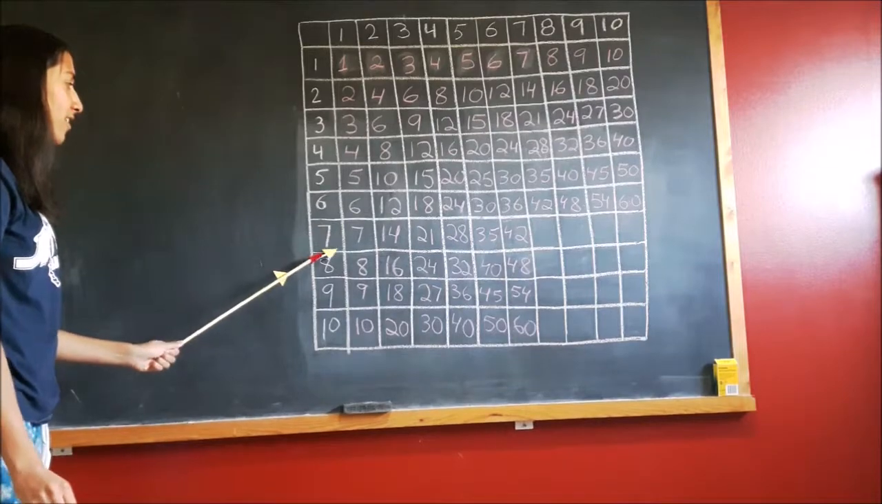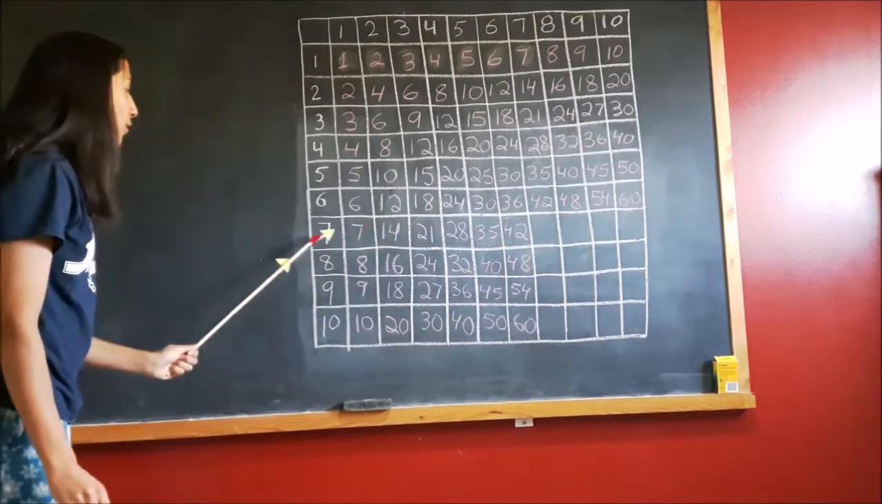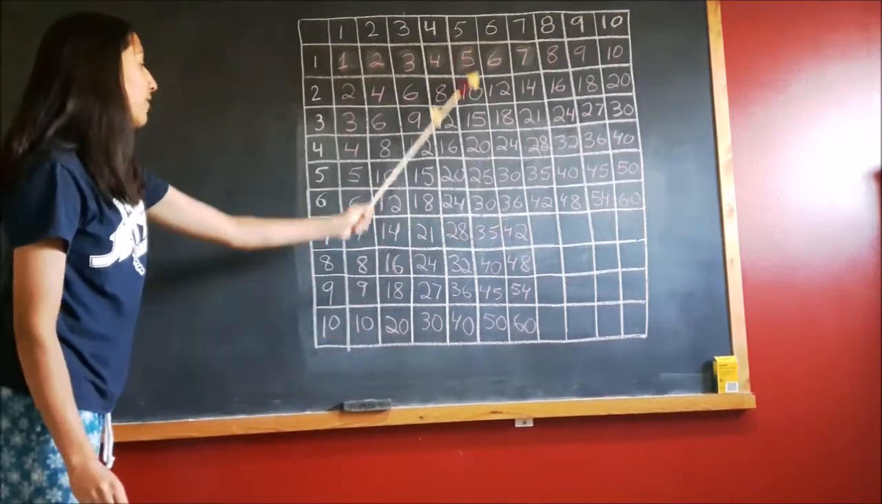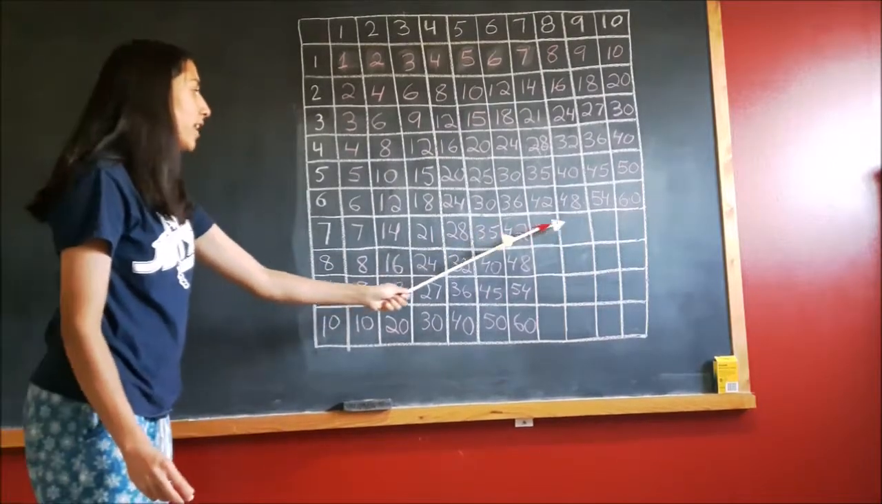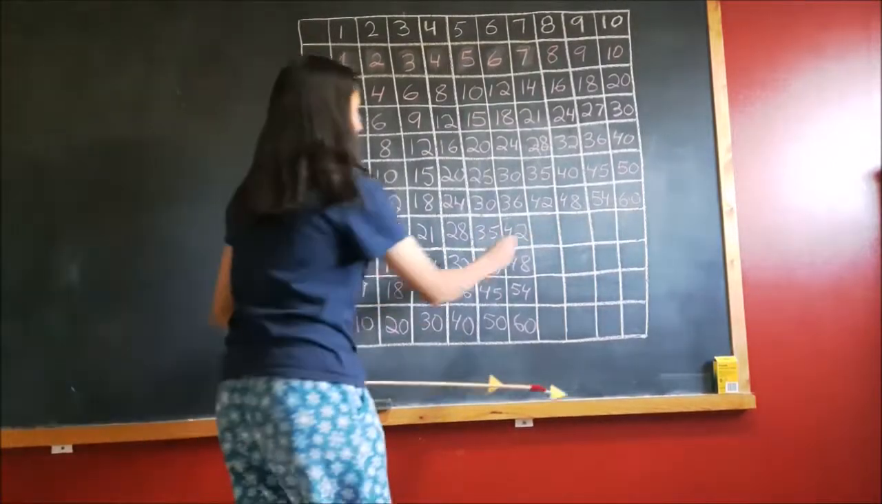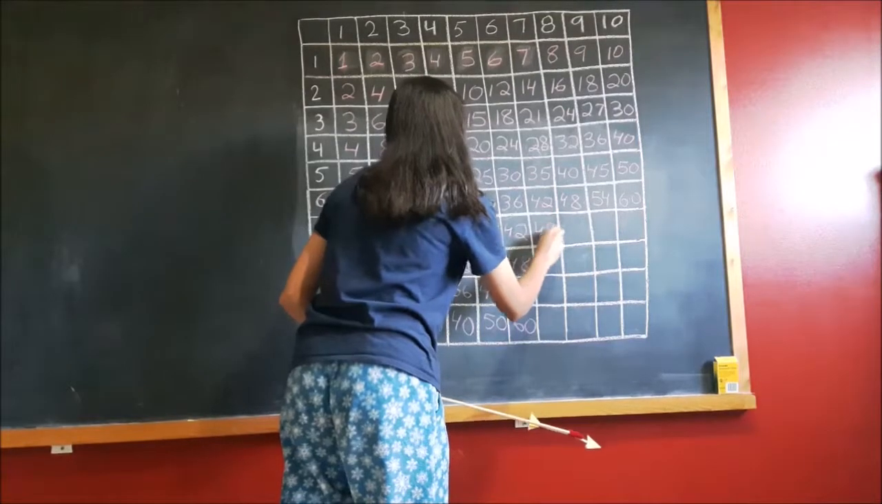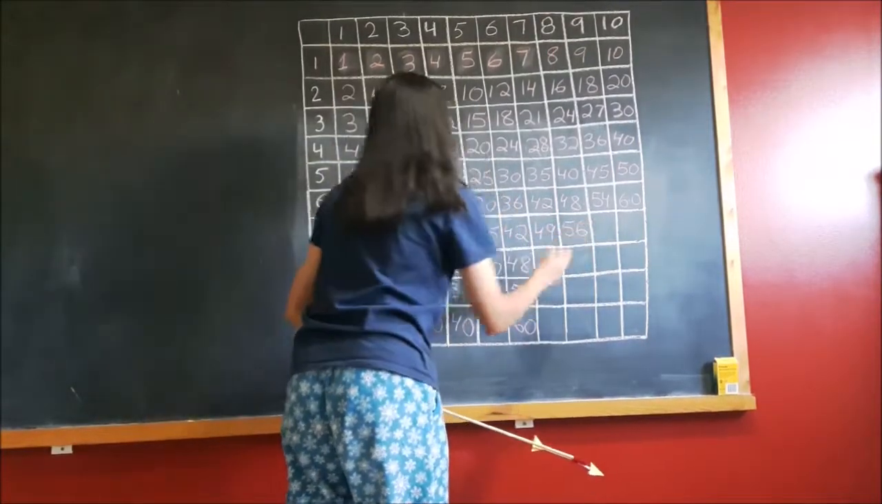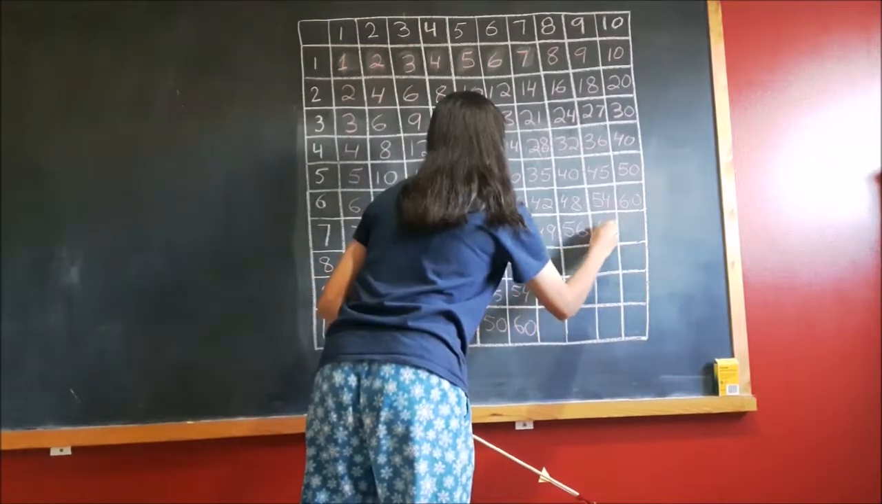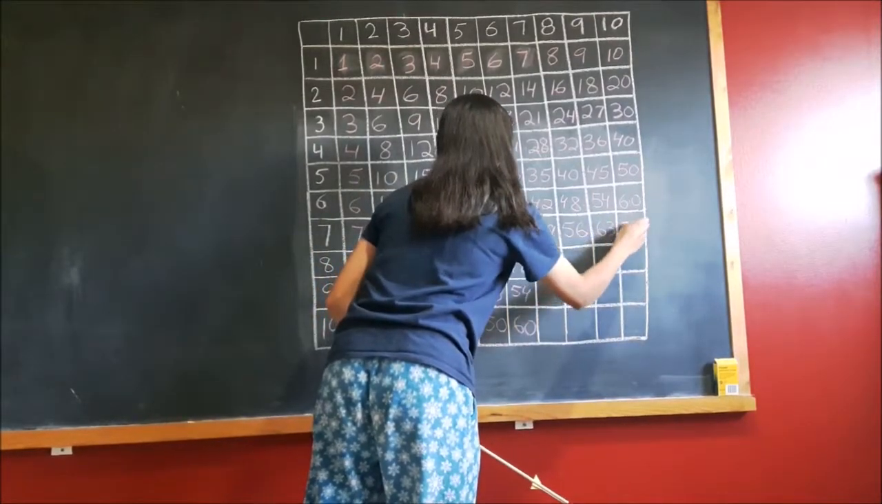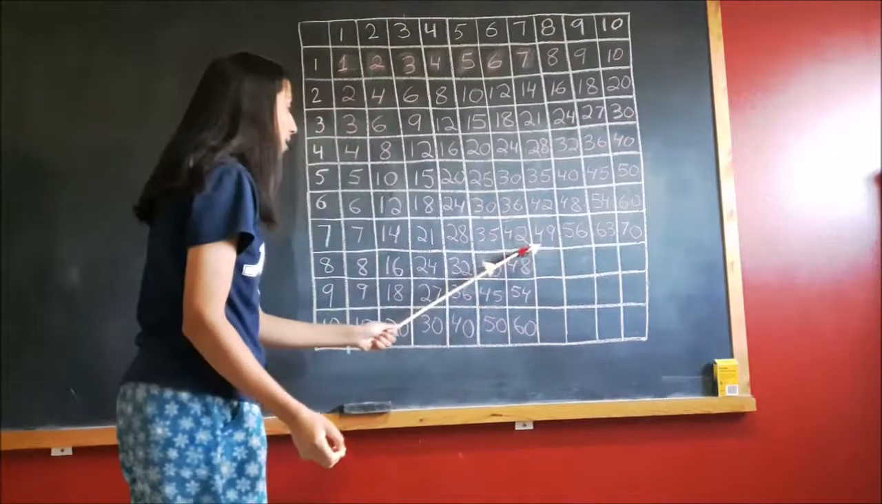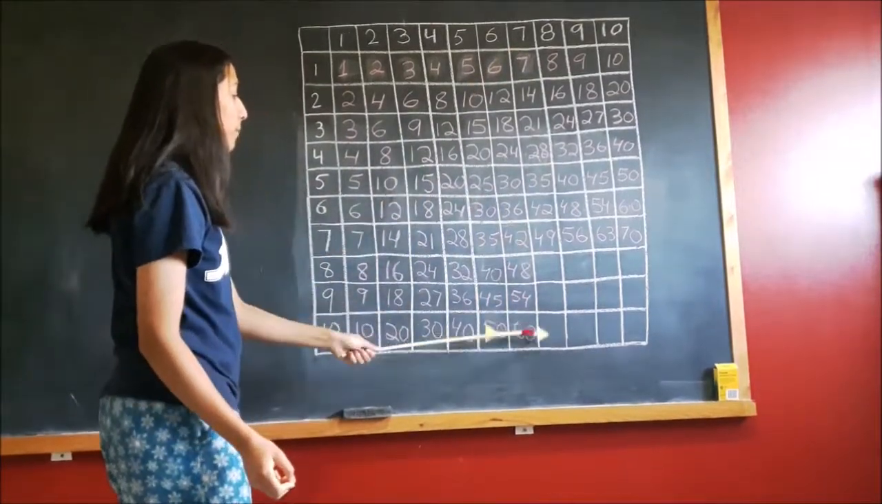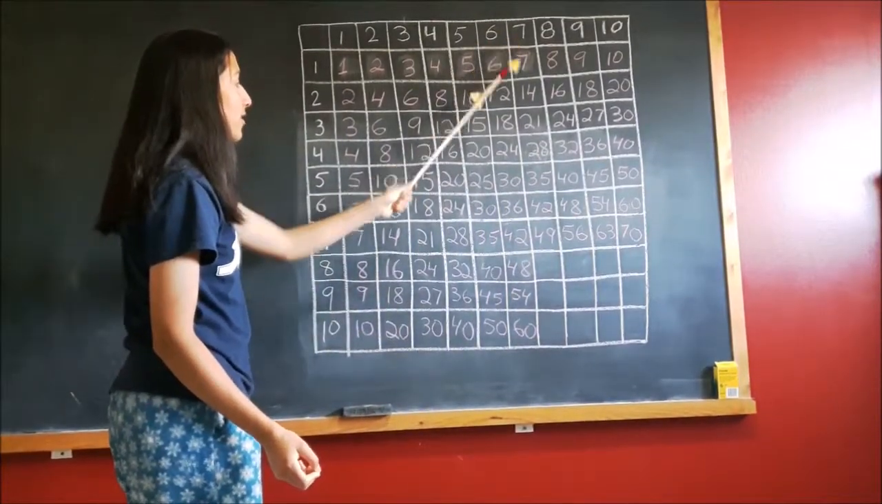Now let's fill in our 7 row. We've already filled it in up to 7 times 6, so now we only have a few boxes left. 7 times 7 is equal to 49, and we can continue filling in the rest. And again, we also have to fill in the bottom, as this row is also the 7 row.